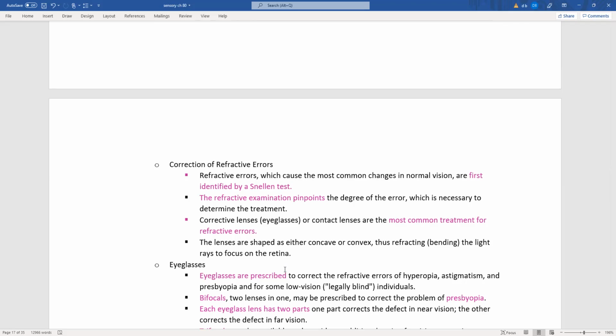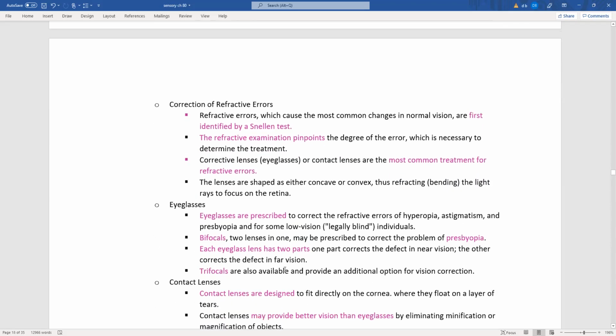Let's talk about eyeglasses now. Eyeglasses are prescribed to correct the refractive errors of hyperopia, astigmatism, and presbyopia, and for some legally blind individuals. Bifocals are thick. These are two lenses in one. They may be prescribed to correct the problem of presbyopia.